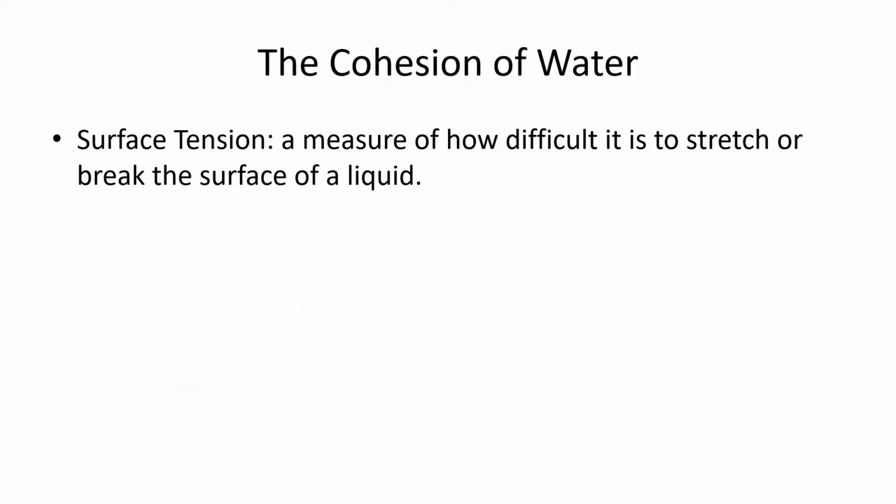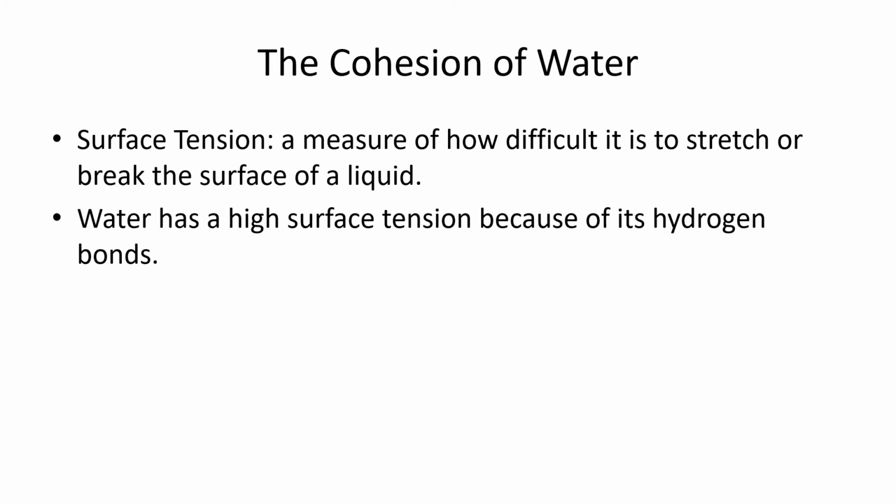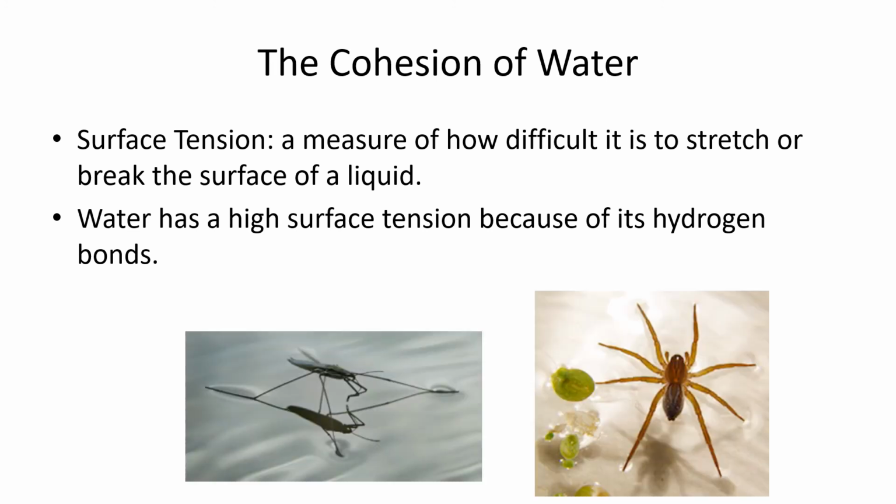Another thing that happens with cohesion of water is that there's this high surface tension. Surface tension is a measure of how difficult it is to stretch those hydrogen bonds away from each other. Water has a high surface tension because of those hydrogen bonds, which allows certain insects that are really small to be able to balance and sit on top of the water.